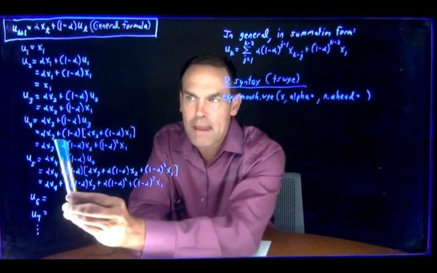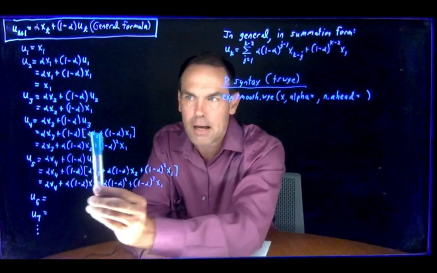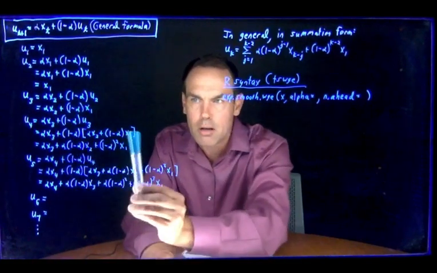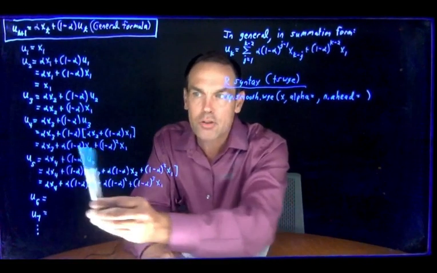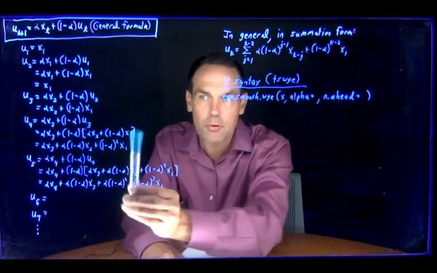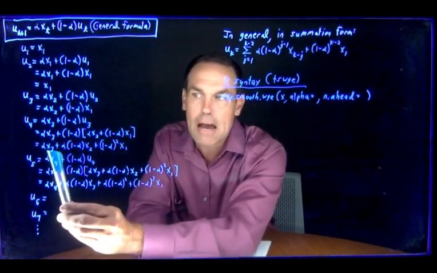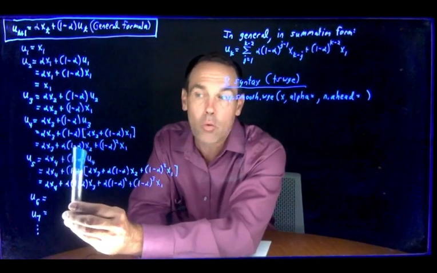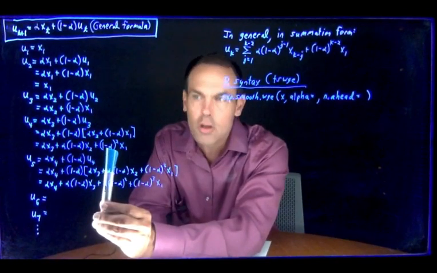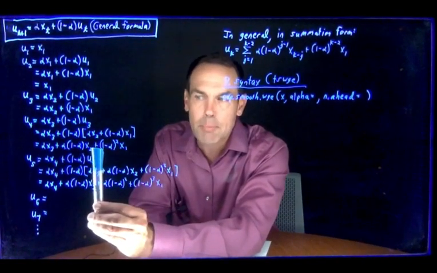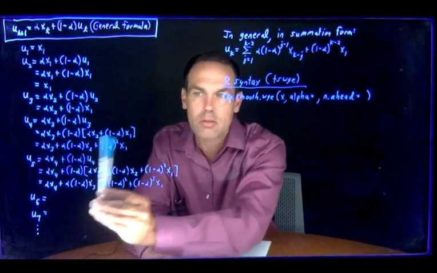So we have alpha x3 plus 1 minus alpha times u3, which is this term right here. Plug it in, put it in this bracket. And then let's distribute this 1 minus alpha through. And when we do, we end up with this: alpha x3 plus alpha (1 minus alpha) x2 plus (1 minus alpha) squared x1. You can see the pattern here, x3, x2, x1.